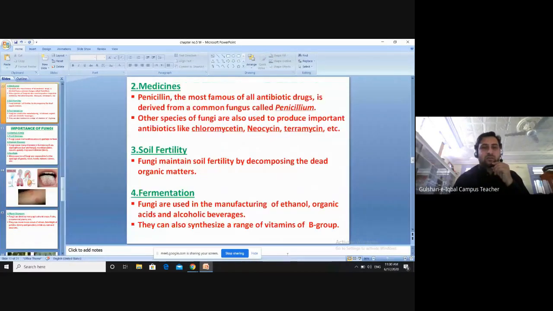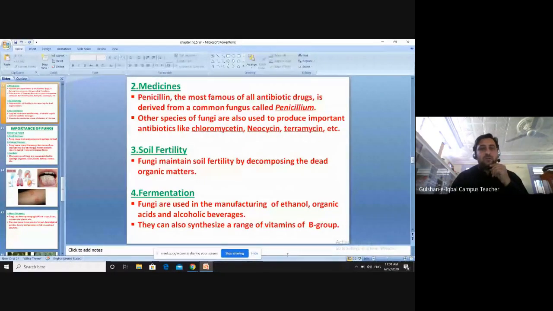Let's see the second useful effect, that is medicines. Fungus can be used in medicine. For example, we discussed penicillin, the most famous of all antibiotic drugs, which was first derived from the species of fungus known as Penicillium. Antibiotics which act against bacteria were first made from fungus, and then other bacterial products and man-made antibiotics were formed.